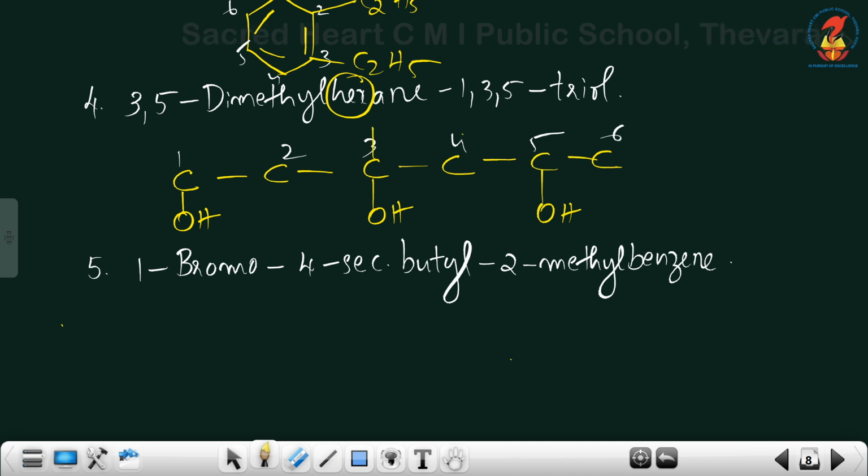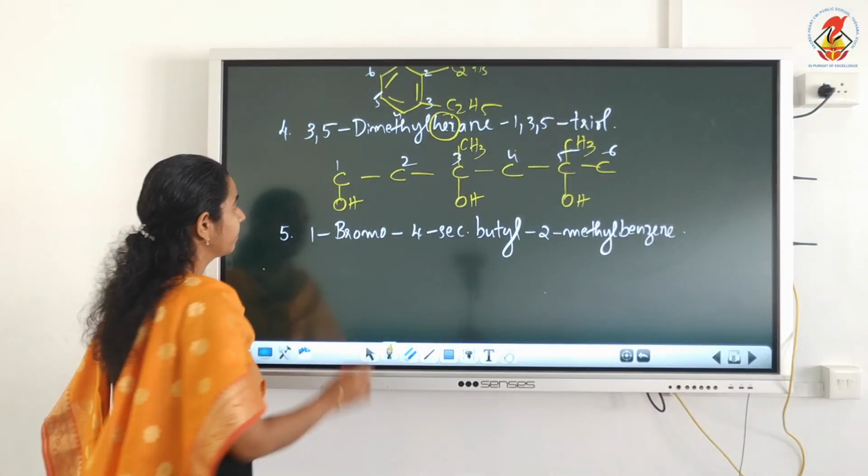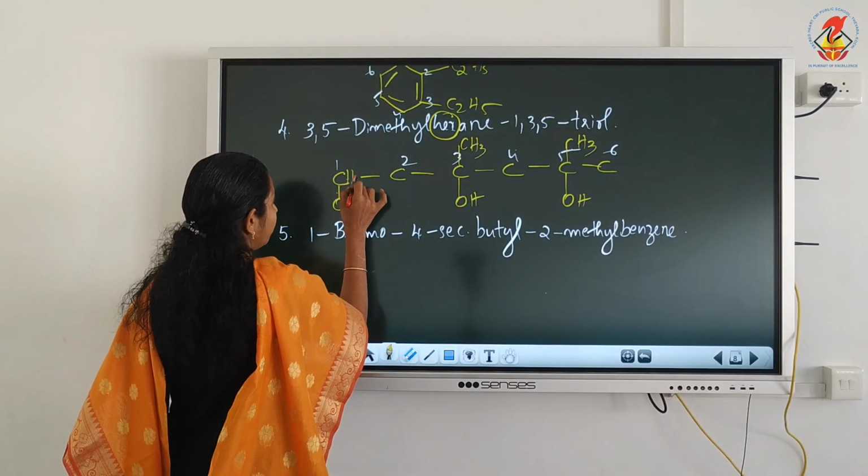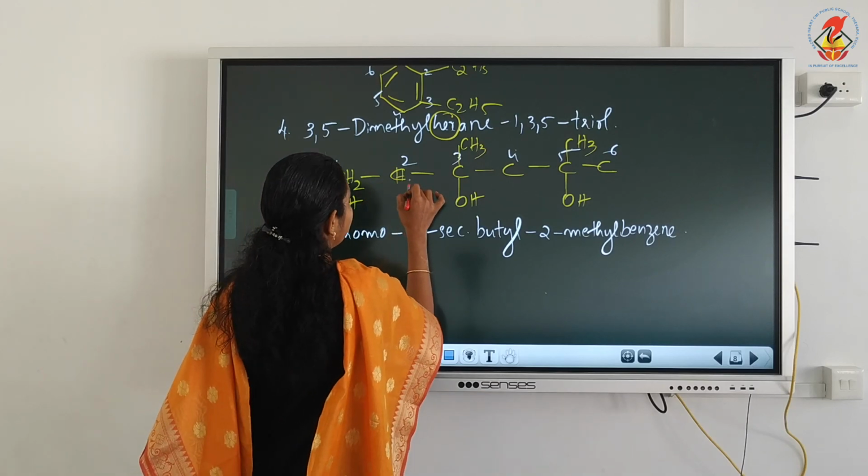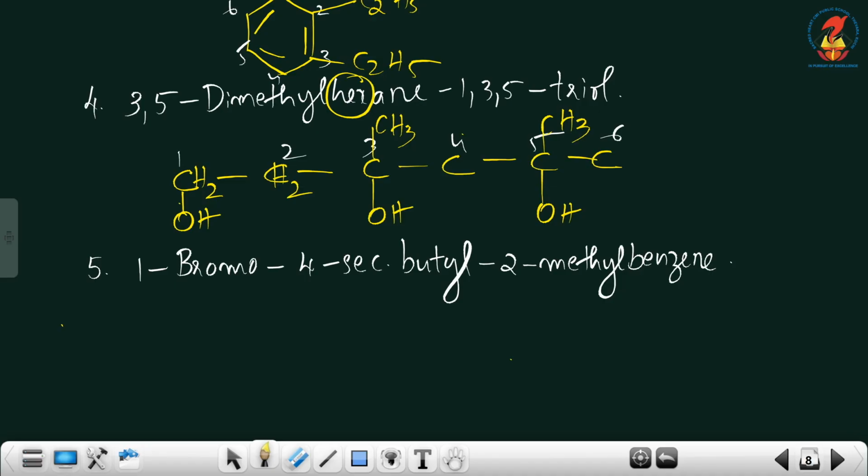3,5-dimethyl. So on the third carbon there is 1 methyl group also. On the fifth carbon also there is 1 methyl group. Now remaining valencies of carbon we have to satisfy with hydrogen. So here 1, 2, remaining 2 hydrogen, 1, 2, remaining 2 hydrogen, 1, 2, 3, 4. All the valencies are satisfied, so no more hydrogen. Here 1, 2, remaining 2. Here 1, 2, 3, 4, no more hydrogen.